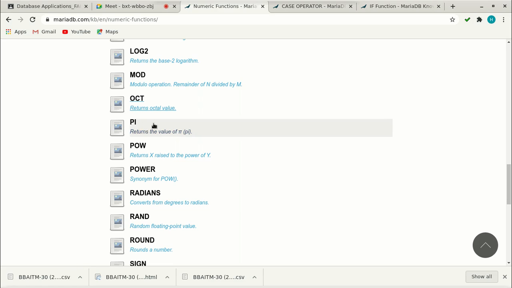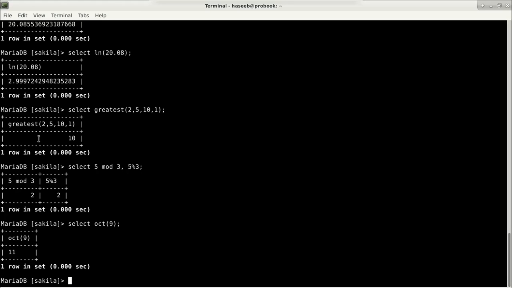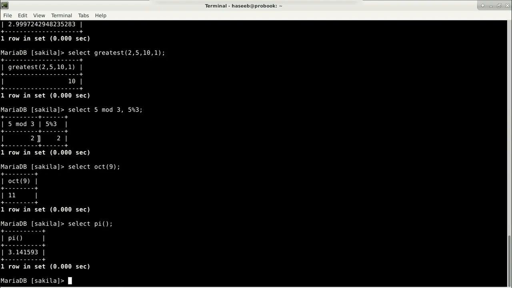Pi, it will simply return you the value of pi, which is 3.1415. How to use it? Select pi. So it will return you the value of pi.